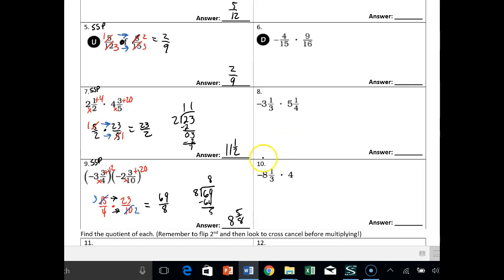Just for fun, let's take a look at number 10 because I know you guys might freak out since it says times 4. Just put it over 1. And remember that we do 8 times 3, which is 24, add it to there.